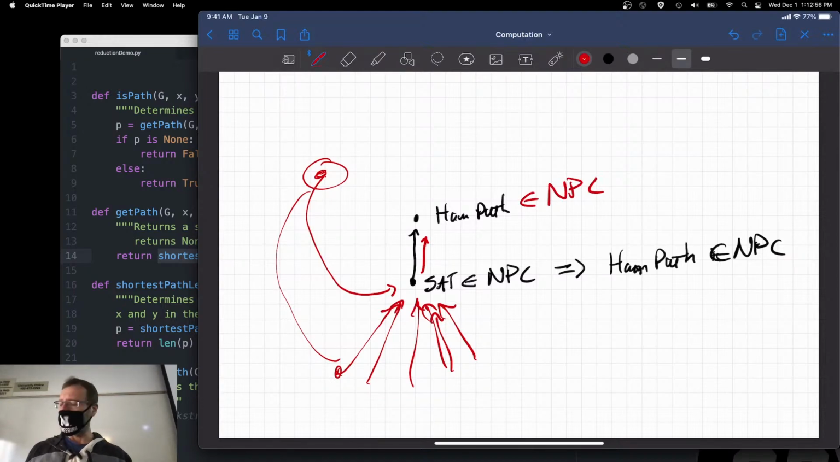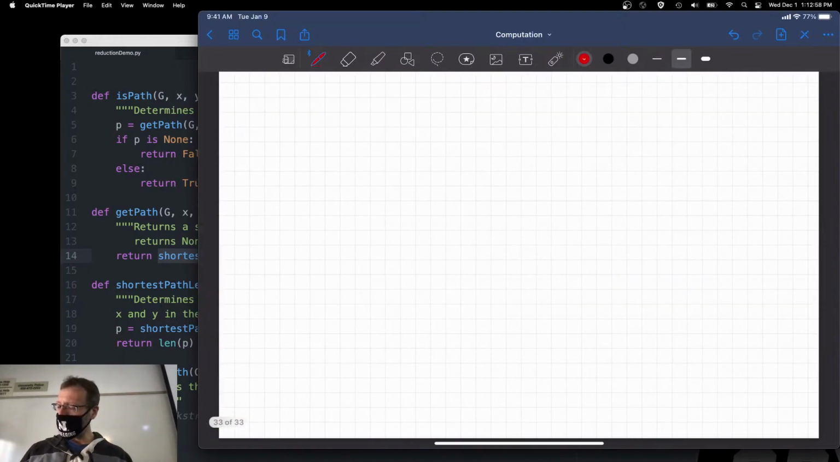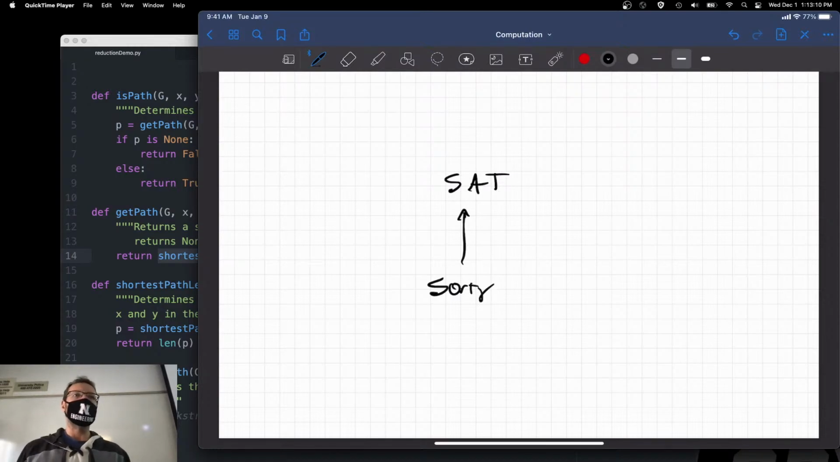Let's take another example, though. What if I were to show that, say, I don't know, sorting reduces to SAT? Is that all that surprising? No, you're reducing something that we know to be efficiently solvable to something that we don't know the complexity of. So that doesn't establish anything. In fact, we already know this. Because SAT is NP-complete, by definition, sorting reduces to it.